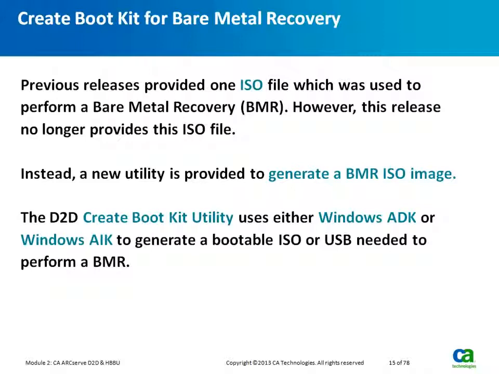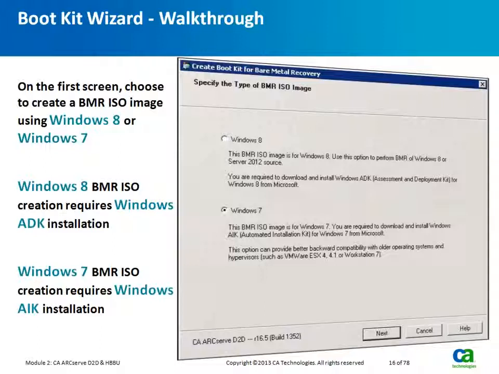To ensure your saved image is always the most up-to-date version, it is a good practice to create a new ISO image every time you update CA Arcserve D2D. There is basically no difference between the two methods. Windows Assessment and Deployment Kit, ADK, is a Microsoft tool that can be used to create a BMR image to restore all systems. Windows Automated Installation Kit, AIK, is also a Microsoft tool that can be used to generate a BMR image to recover all systems.